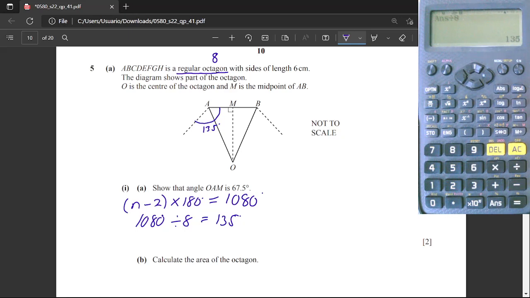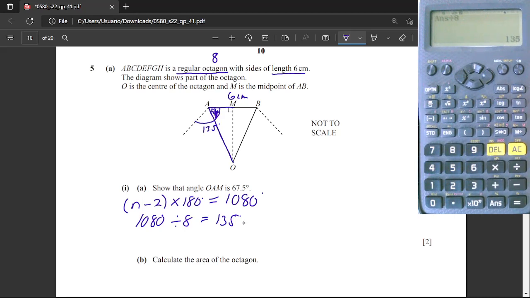Now what other information do they give us? They say the side length is 6 centimeters. Yep, that's right, that's 6 centimeters there, and it shows us a part of it. O is the center, M is the midpoint of AB. Show that the angle OAM, so that means this angle here, is 67.5.